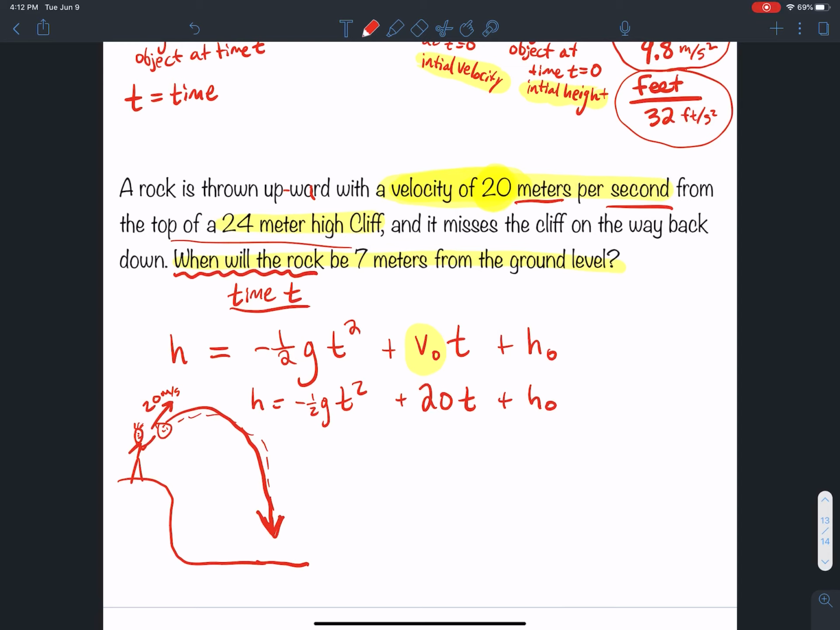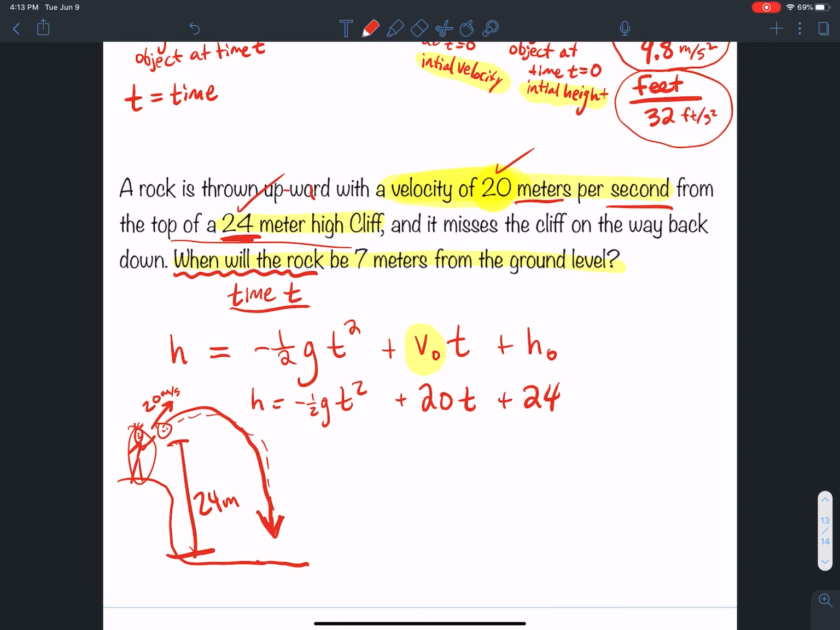Now, what else can I replace? Well, the next number I see is 24. So we're throwing from the top of a 24-meter cliff. Let's not account for the height of this person, so this whole distance here is 24 meters, because we don't know how tall the person is. So my starting height at time 0 is going to be 24. That takes care of that number.